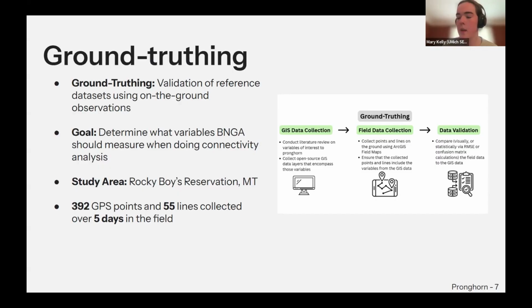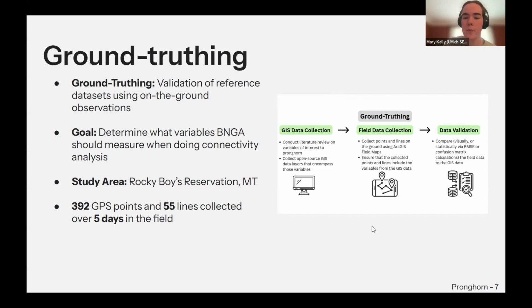Things like that. And generally, it's a good idea when you're developing this kind of model to verify the accuracy of your data to ensure that your model is reliable. So the main way that we do that is through ground truthing, which is this validation of our reference data using on-the-ground observations. So actually going out into the field and making sure that what the data set says is there is actually there. And the goal of this ground truthing effort is to determine what variables BNGA should measure when doing future connectivity analyses.